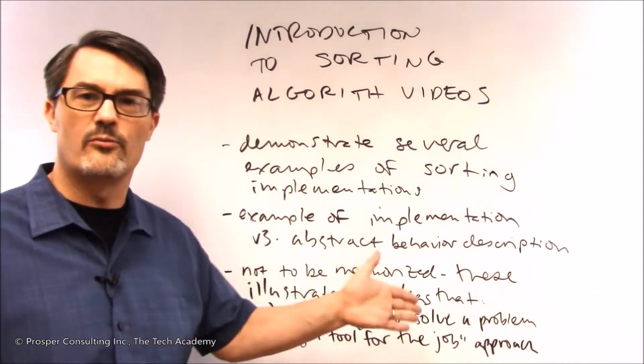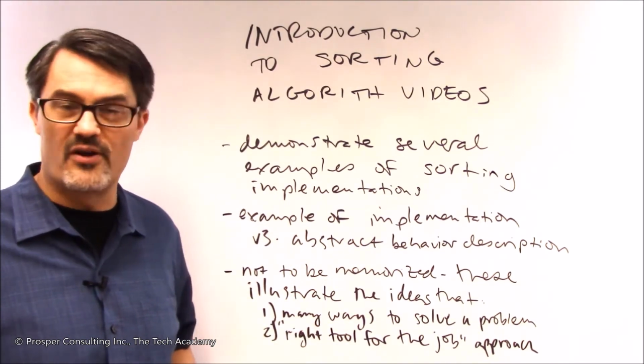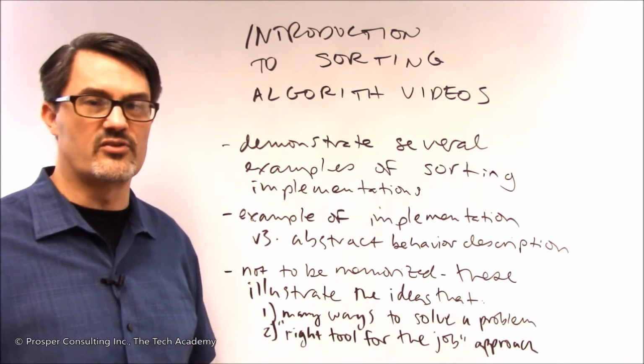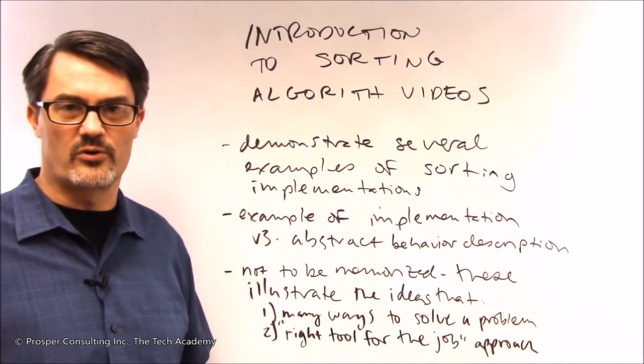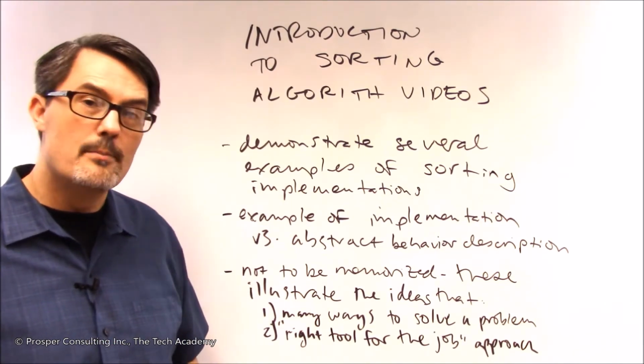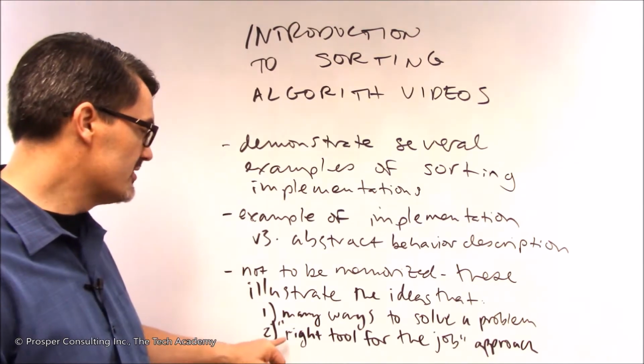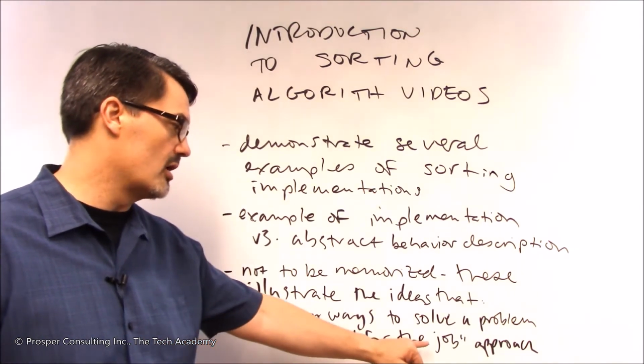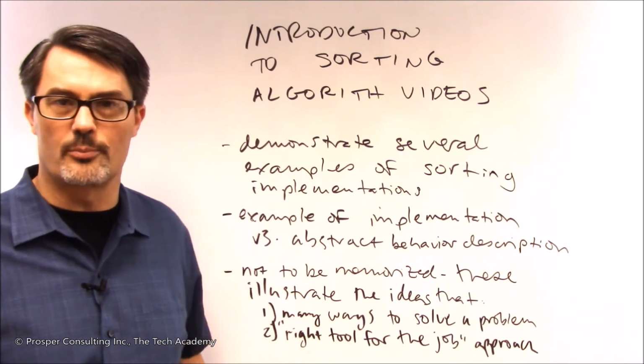One, there are many different ways to solve a problem. It's a very important concept in computer science. It's a very practical thing to know as a software developer. There's many different ways to solve any given problem that you encounter. But the second part of that is that there is a concept of the right tool for the right job, or the right tool for the job in terms of your approach.